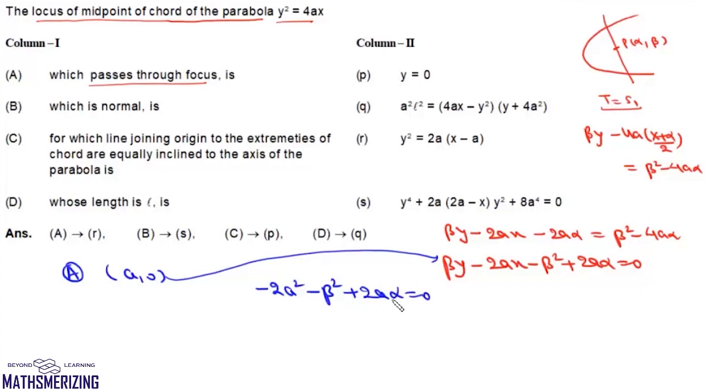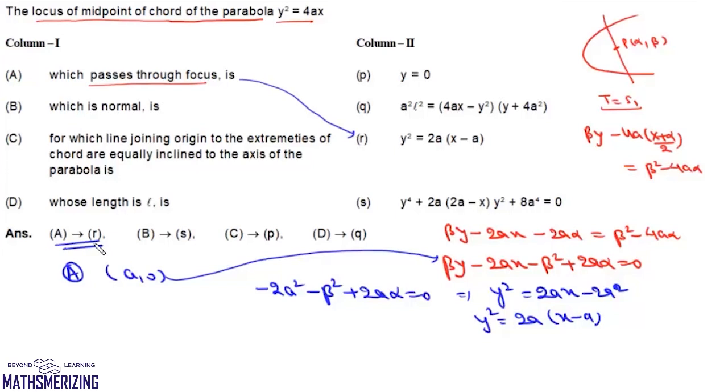Now we'll replace alpha with x and beta with y. So we'll get this locus as y square equals 2ax minus 2a square. So we'll take 2a common, and it will be y square equals 2a times (x minus a). So option number A matches with R. So A matches with R.